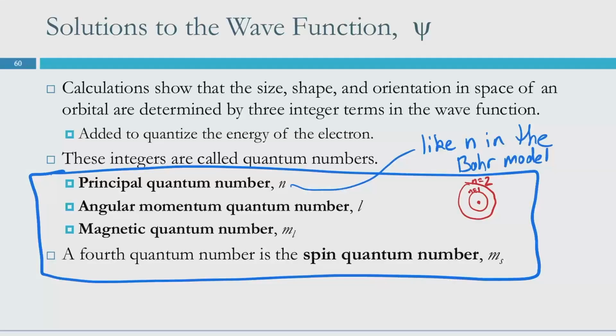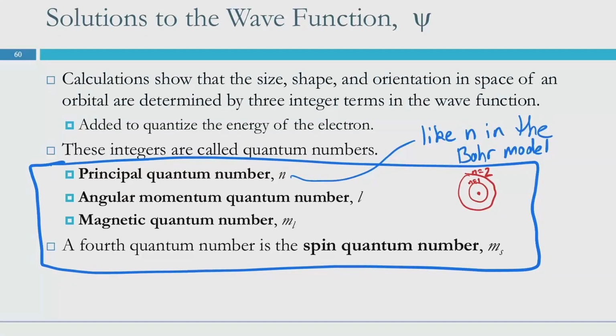So n equals 1 is our lowest energy, n equals 2 is more energy, n equals 3 is outside of that, that's more energy. This applies over from the Bohr model. They're analogous for this. So that's our principal quantum number. I'm often going to abbreviate quantum number as Qn to save space and time.